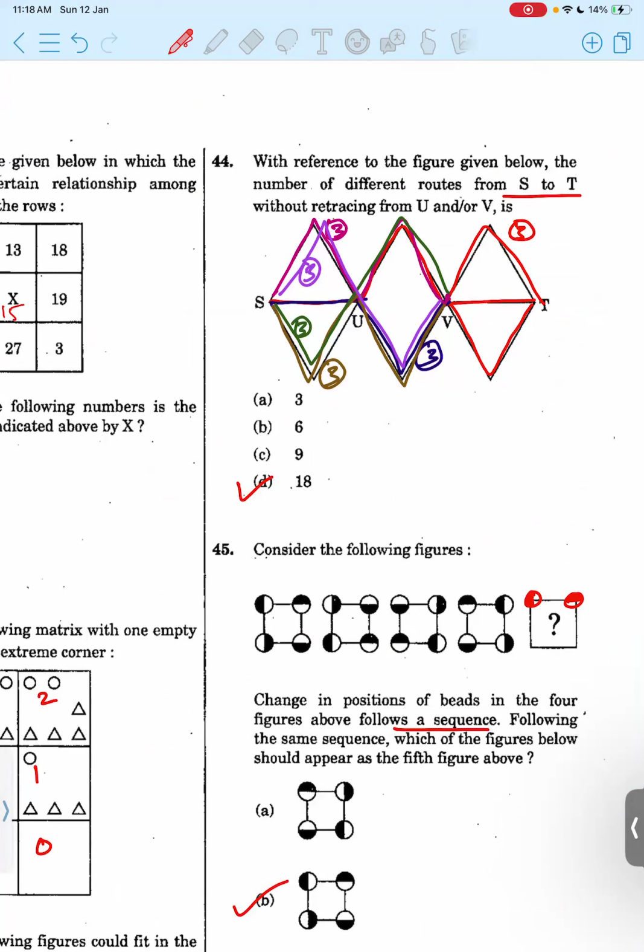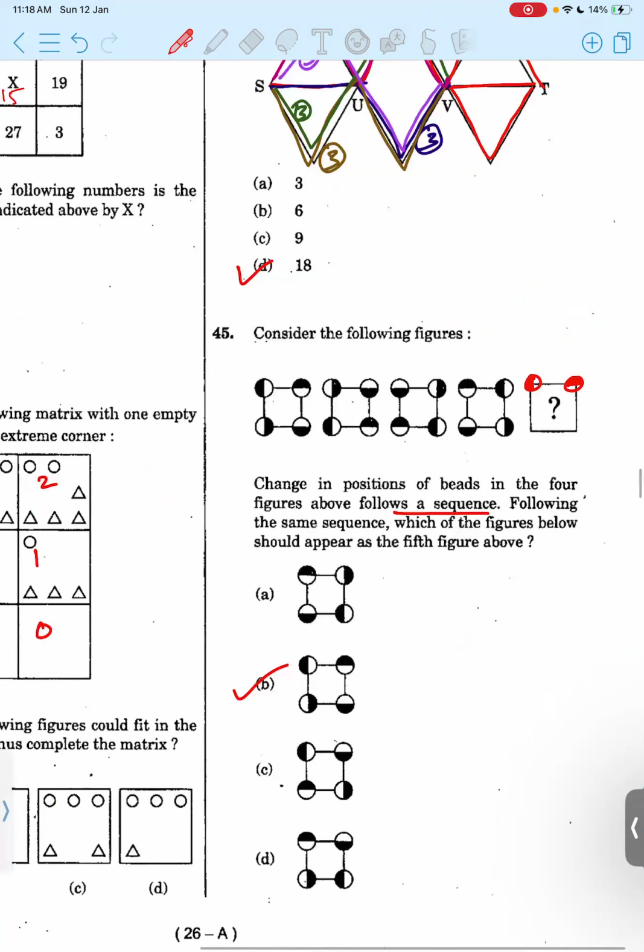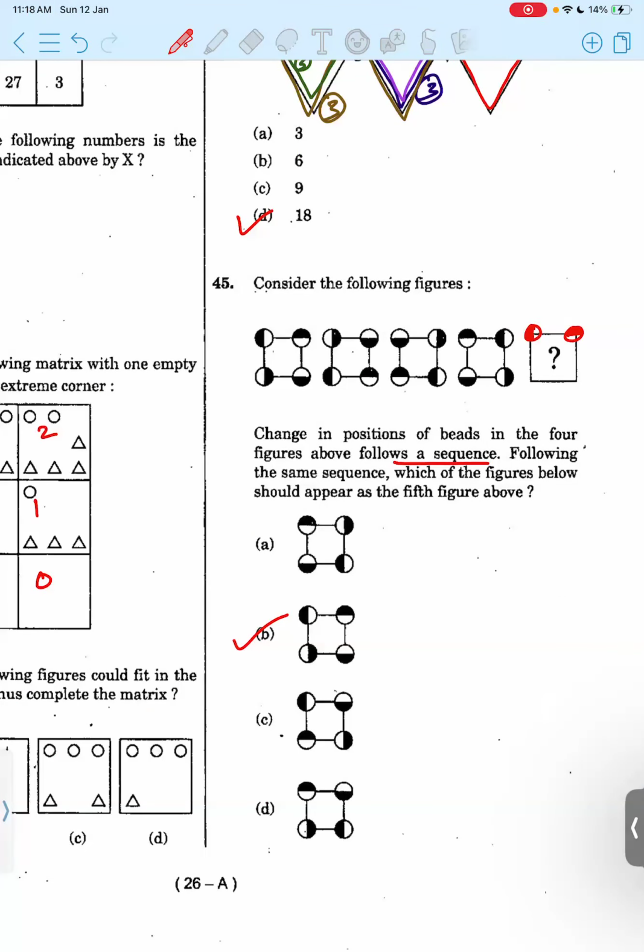Then in 44, we have to calculate what are the different routes from S to T without retracing from U or V. So on the basis of this, it should be 18 routes. Option B. Then 45, again, we have to identify the pattern. It's easy. If you check, there are only two options available in terms of this, the circle and the shaded area and the non-shaded area. So it should be option B.